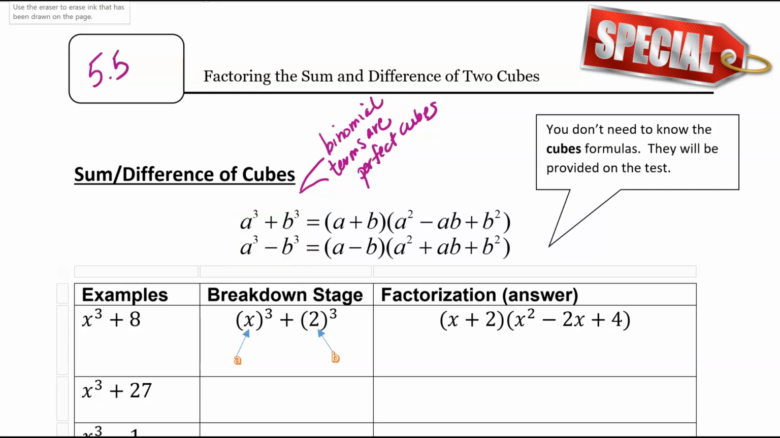To your right are the formulas for the sum or difference of cubes. And I'm going to show you how to use this formula to factor your sum and difference of cubes. I have a note on the right here that says you don't need to know the cubes formulas. I will actually put these formulas on the test. These are the only formulas I will put on the test, so that you don't have to memorize the formula.